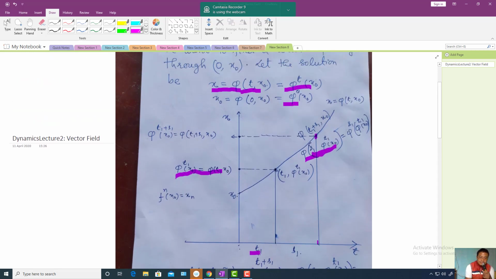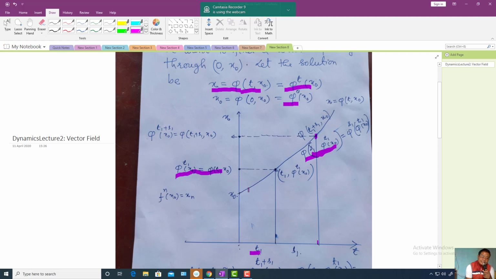So starting from here, after s1 unit, you will be here, but starting from here, after s1 plus t1 unit, you will be here. So you move from this point along this curve, so you will be landed here, and then from here again you start, and then you will be landed here, okay.